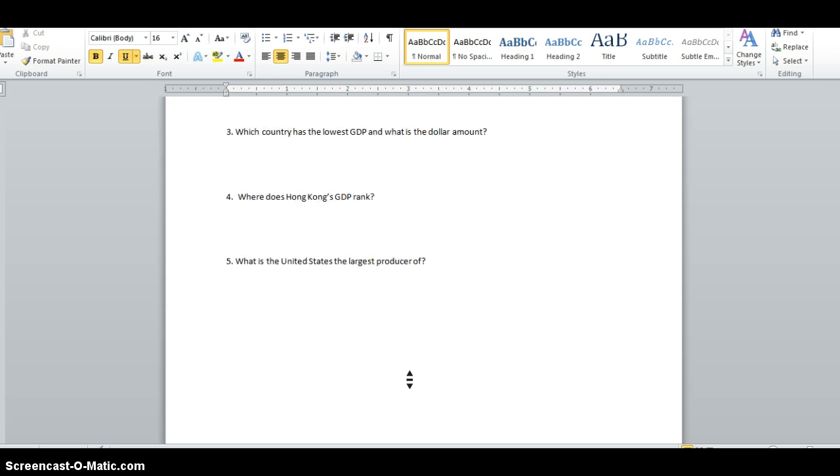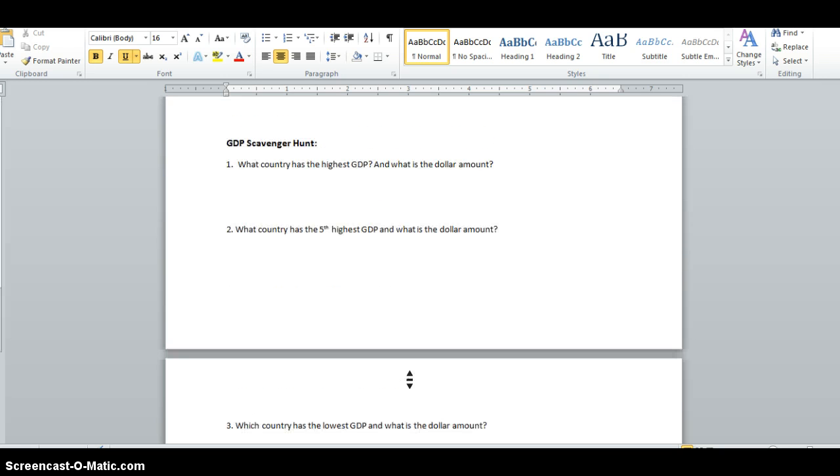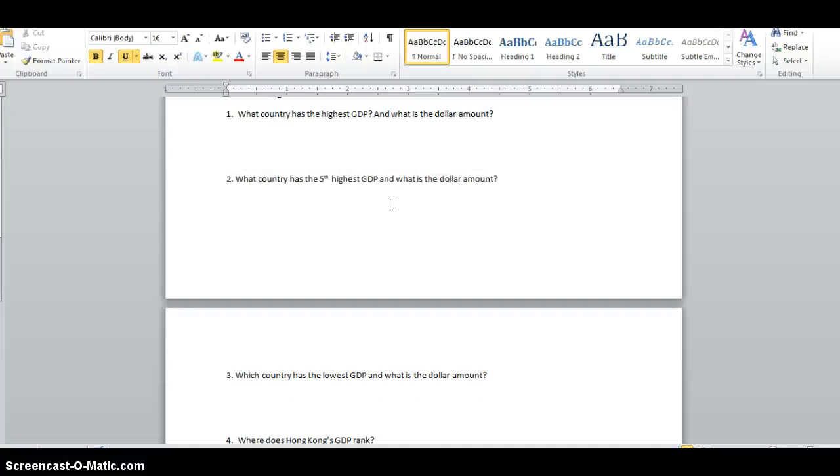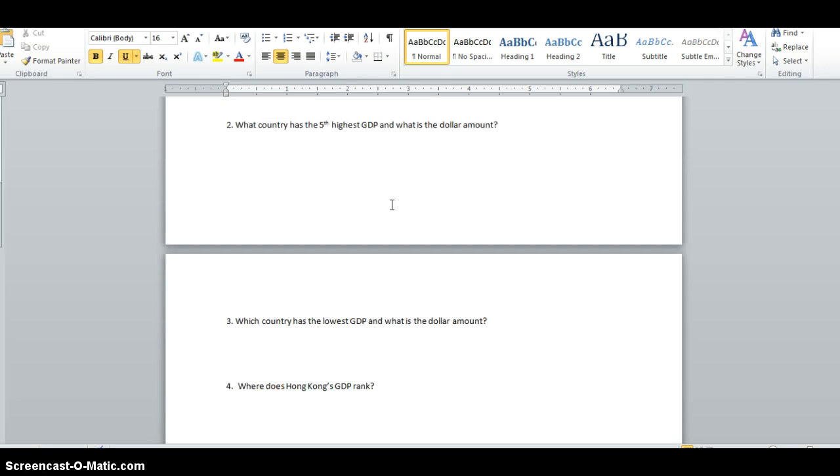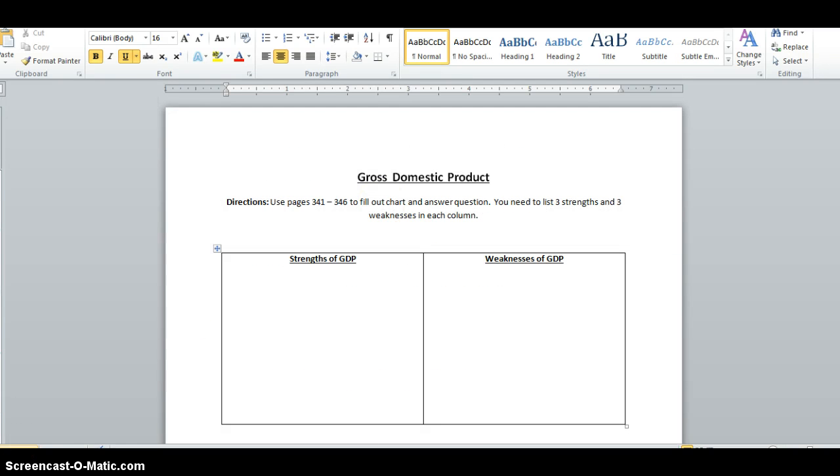So you should be able to use the internet to answer these questions, and it should be consistent. You'll often find different rankings of GDP. I made sure that I chose countries that are consistent no matter what chart you are looking at for GDPs. So make sure that this is completed and ready to turn into me on Monday as well.